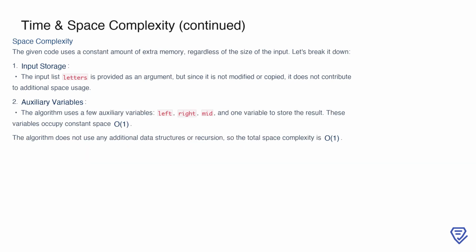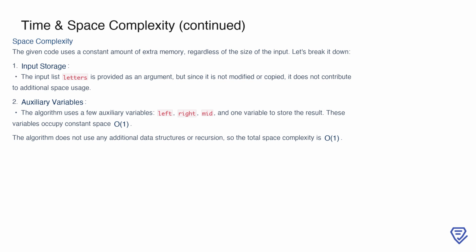The space complexity of the solution is minimal, as it does not rely on any additional data structures or recursion. To begin with, the input list, letters, is passed as an argument and is used as is without creating a modified copy, so it does not contribute to extra memory usage. The algorithm itself uses a small, fixed number of auxiliary variables, such as left, right, mid, and a variable for storing the result. These variables occupy a constant amount of memory, regardless of the size of the input array. Since no other resources are allocated dynamically during execution, the total space complexity of this solution is O(1).